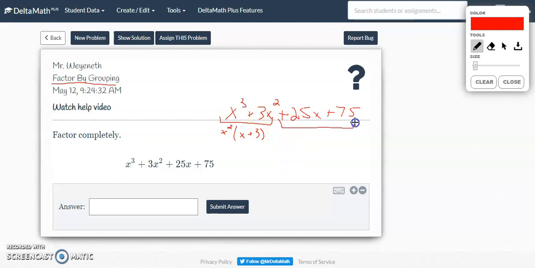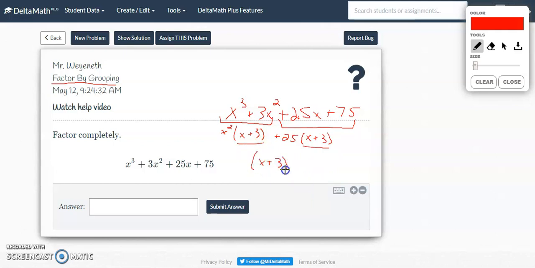All right, here's my second grouping. What's shared between 25 and 75? GCF would be 25. And then 25x divided by 25 is x. And then 75 divided by 25 would be 3. And then once again, there's our big key, that shared x plus 3. All right, so I've got x plus 3.